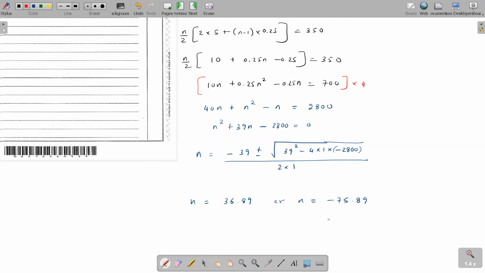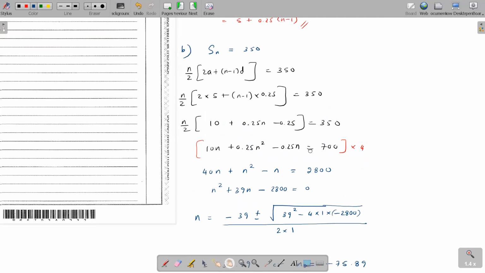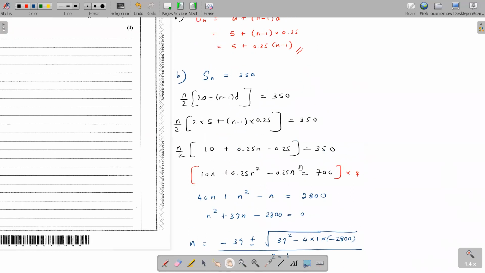So n cannot be negative. So this is not possible. You can eliminate it. It cannot be negative, so you can eliminate that answer. So n is 36.89. Now you don't have 36.89 weeks, right? So the number of weeks is a discrete value. So you need to get a whole number answer.